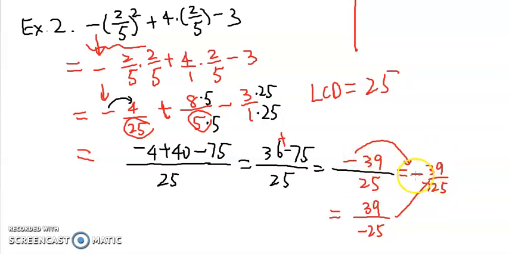But of course, you cannot distribute the minus sign to both top and bottom. You can only have one of them. Because if you have two minuses, negative divided by negative will become positive.